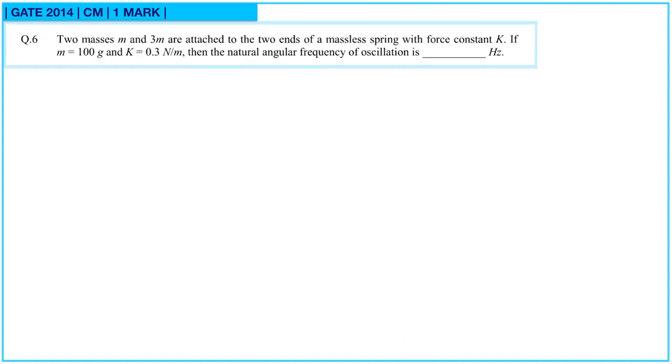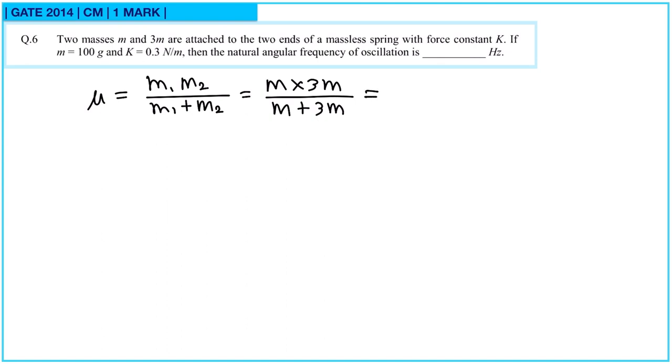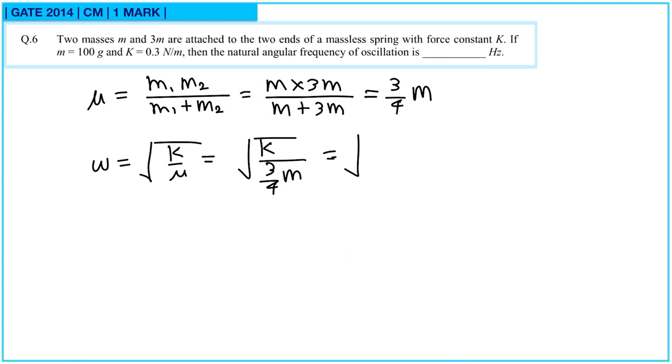Next question. Two masses m and 3m are attached to the two ends of a massless spring with force constant k. If m is 100 gram and k is 0.3 Newton per meter, then the natural angular frequency of the oscillation is. Now mu is equal to m1 m2 upon m1 plus m2, which is equal to m into 3m upon m plus 3m, which is equal to 3 by 4 of m. Omega is equal to under root k by mu, which is under root k upon 3 by 4 m, which is under root 4k by 3m.